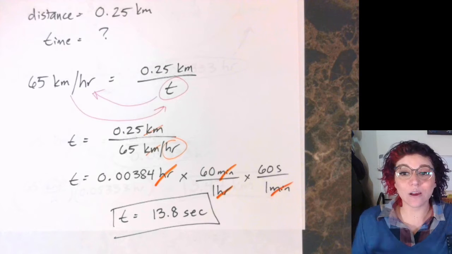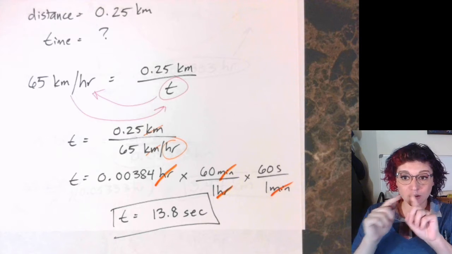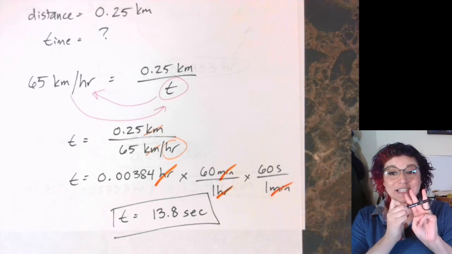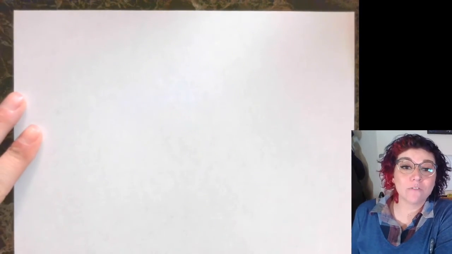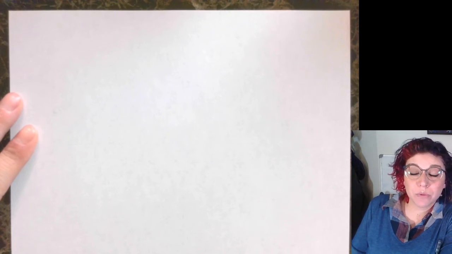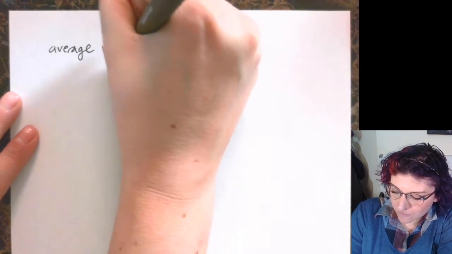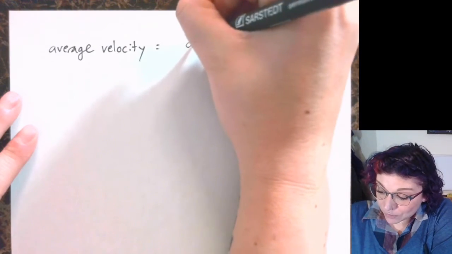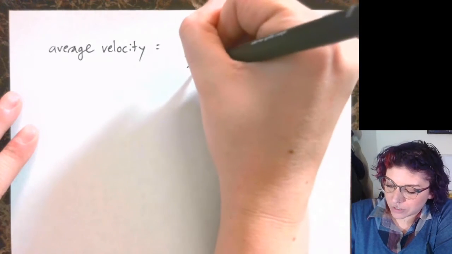Great. So we see that we can use that average speed equation, and it relates average speed, distance, and time. So if we know 2, we can solve for the missing one. Now let's work on some examples involving average velocity. So before we were looking at average speed. Average velocity is displacement over total time.